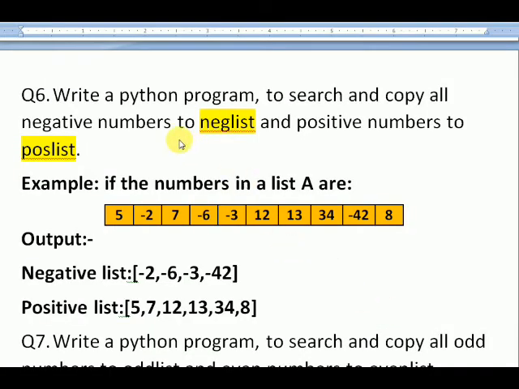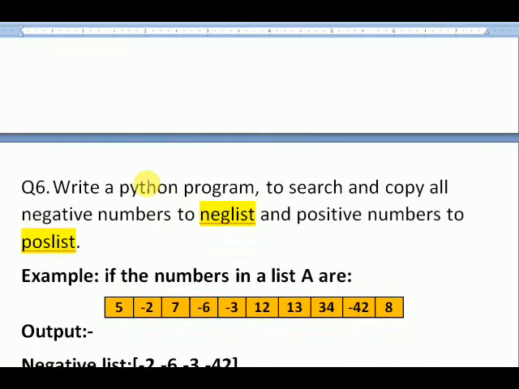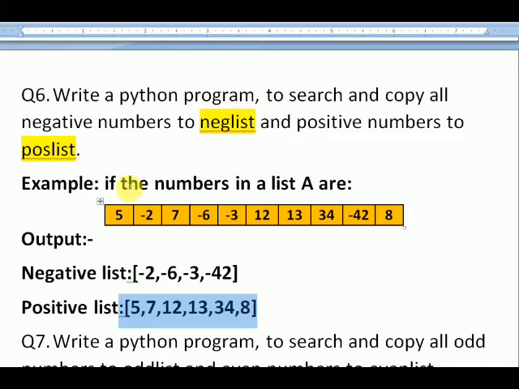Next question, write a Python program to search and copy all the negative numbers to neg list and positive numbers to pos list. Means it is the same concept that we've used here, same thing like this, but you have to add them in two lists. Means first is neg list and second is pos list. Means all the 5, 7, 12, 13, 34 and 8 goes inside the positive list, and -2, -6, -3 and 42 goes to a negative list, means neg list.